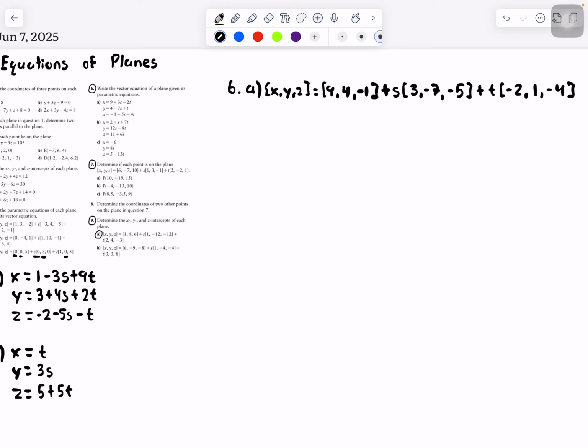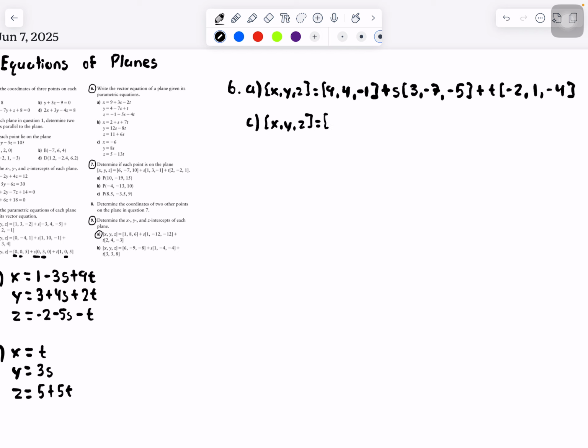Let's do C. Let's write the ordered triple X, Y, Z. Because remember, the only plane that can exist in 2 dimensions is the whole Cartesian plane. So we're always going to be talking about planes in 3 dimensions.